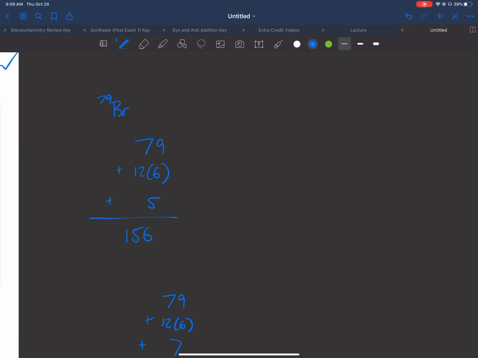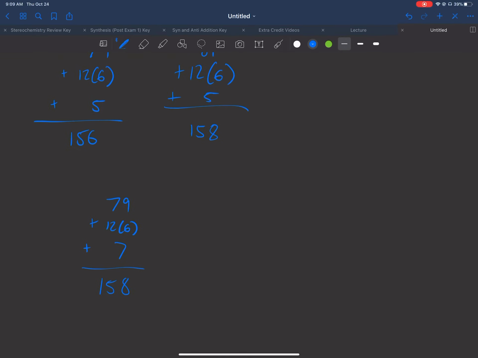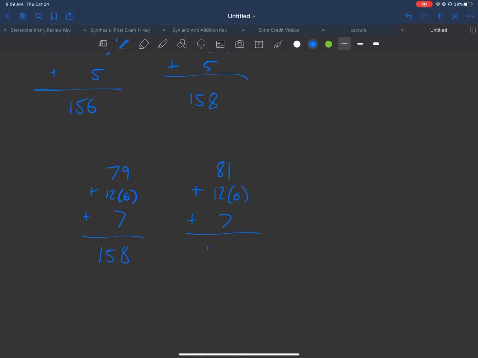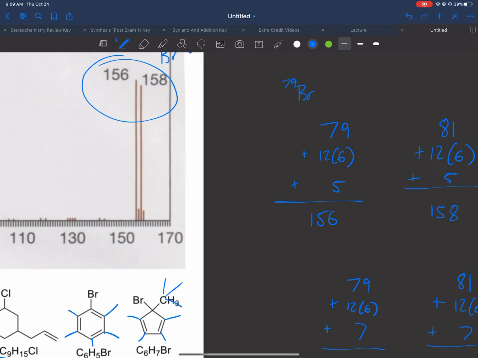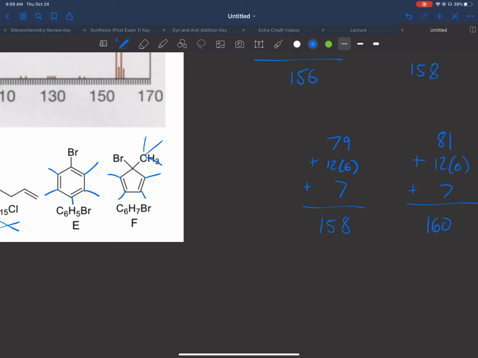What we can do is now go to the next isotope, Br81. Do the same exact thing, and you're going to get 158 if I'm looking at structure E, which still matches one of the peaks. But if you do that for structure F, you're going to get 160. We don't have 160. Because we do not have that, that should tell you that F is not your answer.